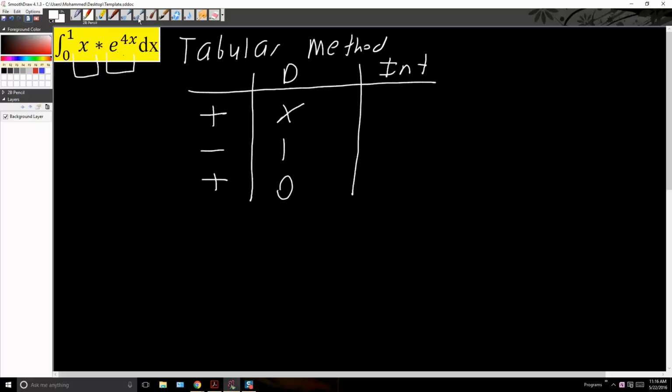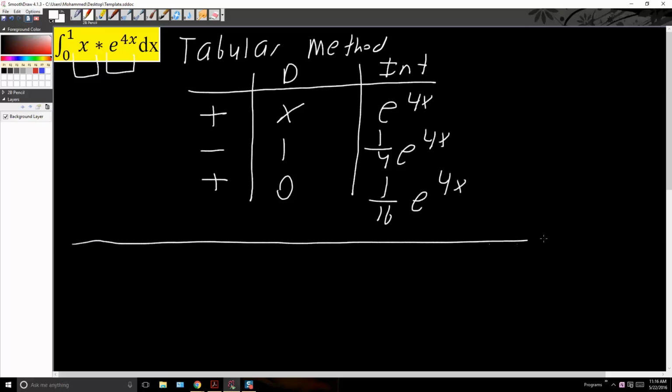Now we take the antiderivative of this term. So first we write e to the 4x. Then we take the antiderivative. We get 1/4 e raised to the 4x. Do it again. We get 1/16 e raised to the 4x. That's simply the antiderivative. And now we are pretty close. So it's going to be this term, this diagonal, this term, this diagonal.